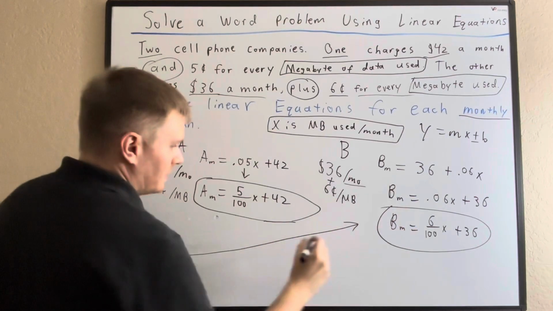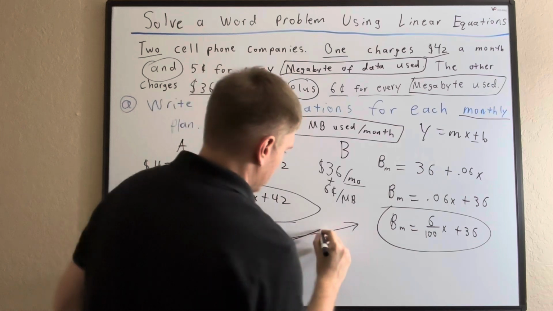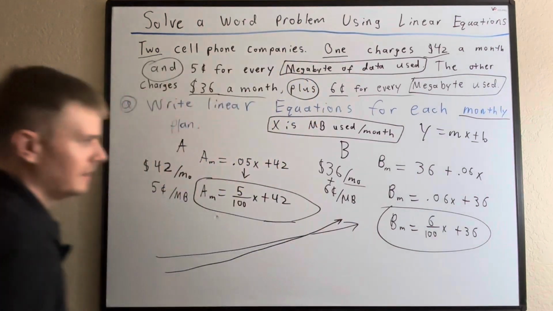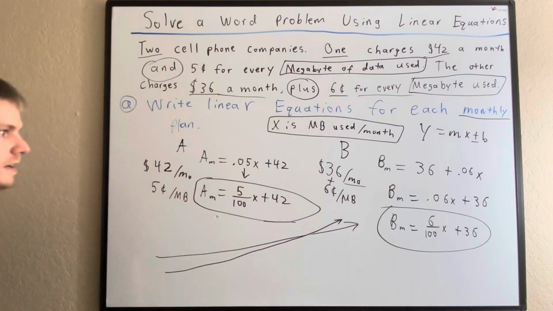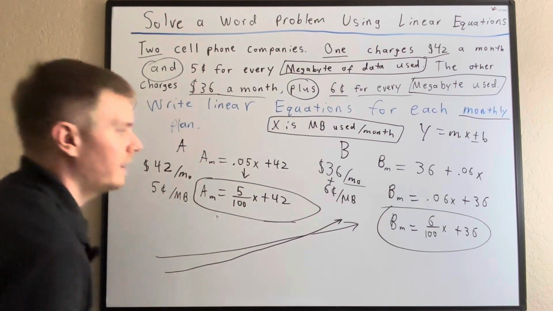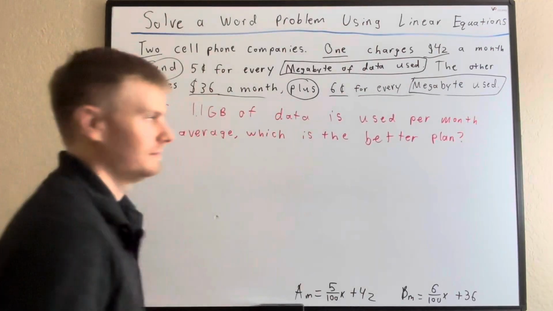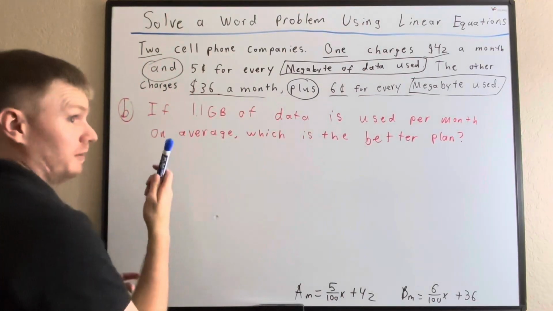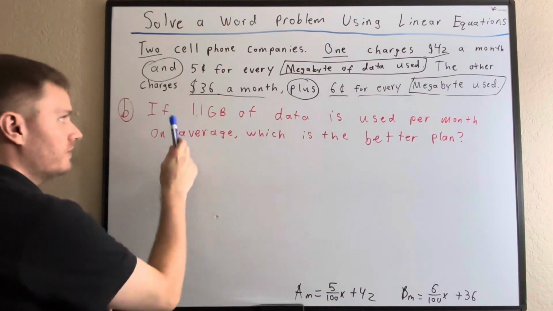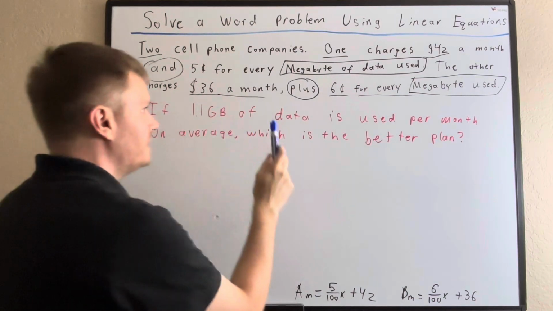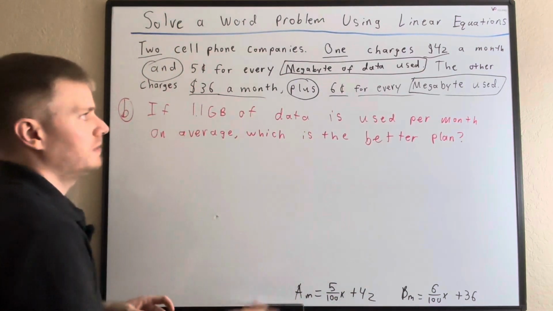And this one would just be a little steeper, like boom, like that. But that's just visually picturing it. All right. All right, let's get into part 2, or part B. So our question is, if 1.1 gigabytes of data is used per month on average, which is the better plan?